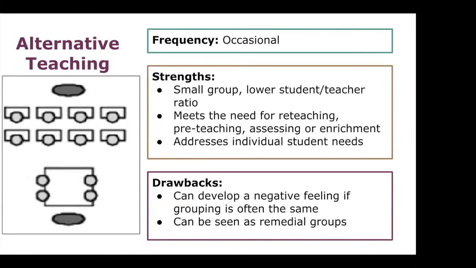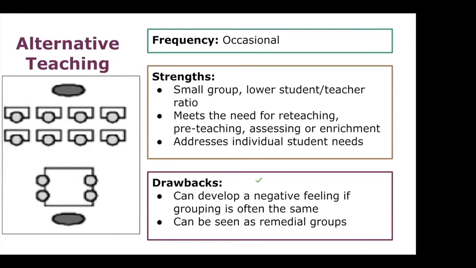And in this model, one teacher has most of the students, while the other teacher is working with a small group of students. The other teacher who's working with that small group of students has a smaller teacher and student ratio. It provides an opportunity to pre-teach, to reteach, enrich, provide remediation, all of those things with that small group of students. And it also can help us be more targeted in our instruction with that small group and supporting those individual needs.